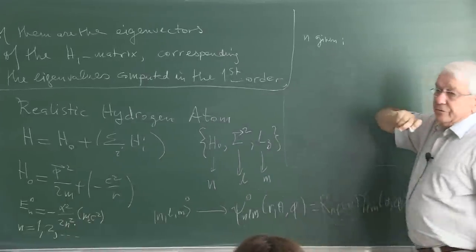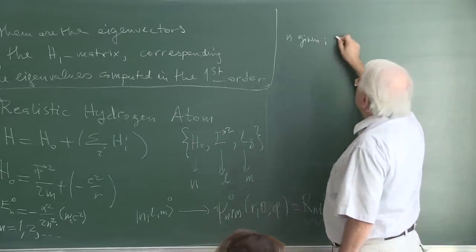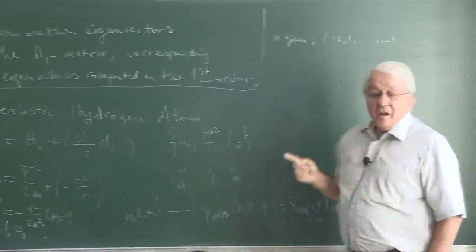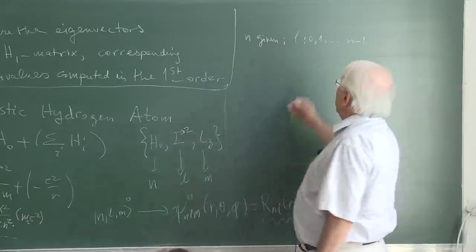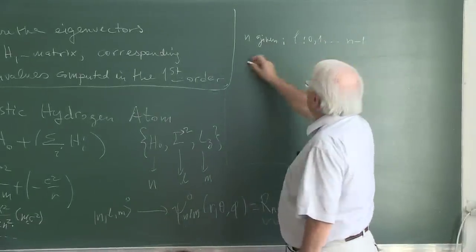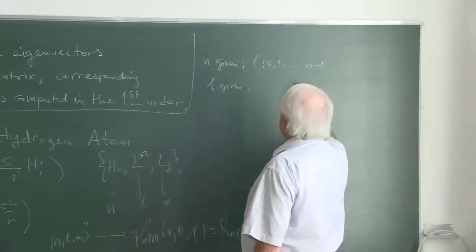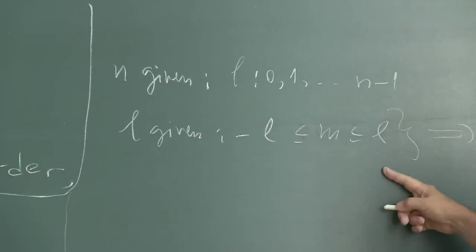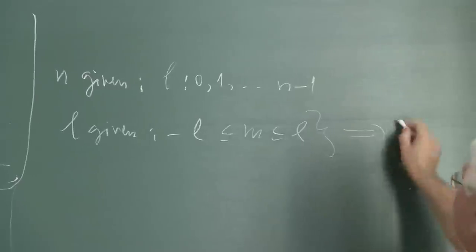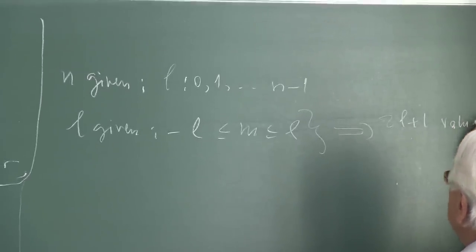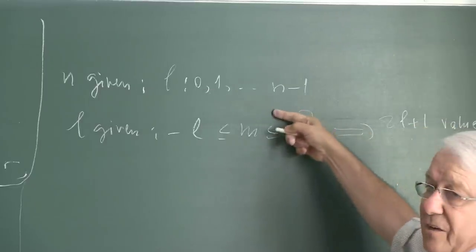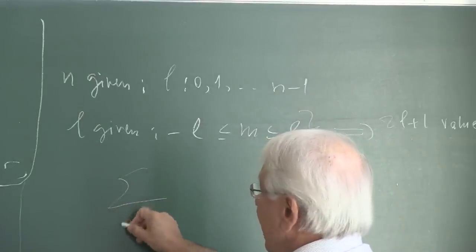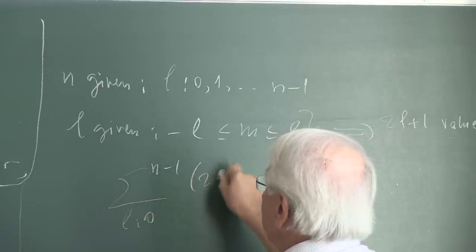Now, what are the possible values of the L that you should be considering? L goes from 0 to N minus 1. So N being given already dictates a certain range for the L quantum numbers. And once you choose any one of these from that range, so L given, M is restricted in this interval, and there are 2L plus 1 possible values that M can take. You take this and sum over that. Once N is given, L can take any one of those. So you sum L from 0 to N minus 1, 2L plus 1.